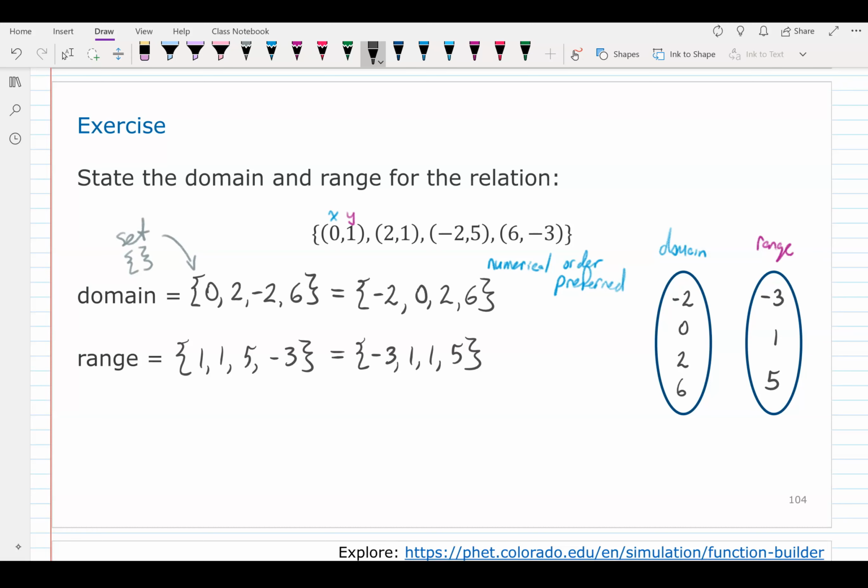So there's actually something interesting to notice here. We've got 1 twice. So there's no reason to repeat a single digit when we're writing the range. So really the range of this, the possible outputs for this relation, you can only get -3, 1, and 5. There's no reason to write 1 twice. So what I'm trying to say here is repeating a number is not necessary.